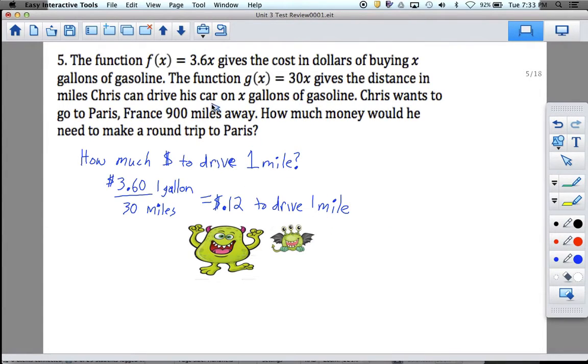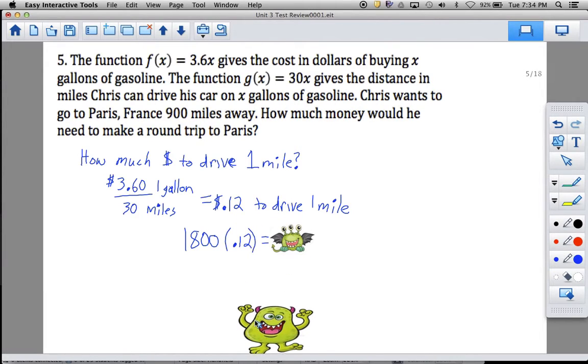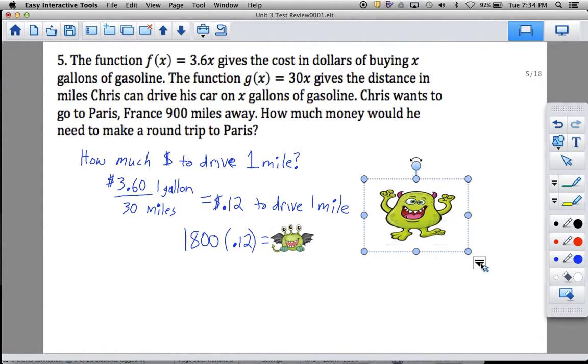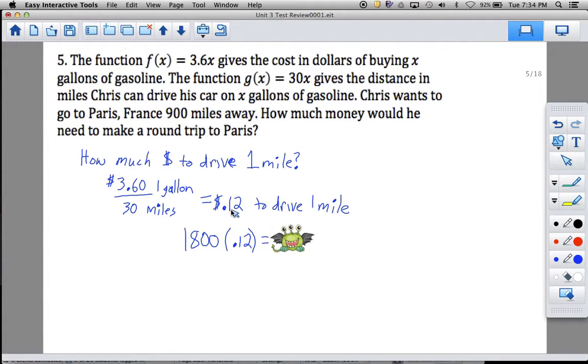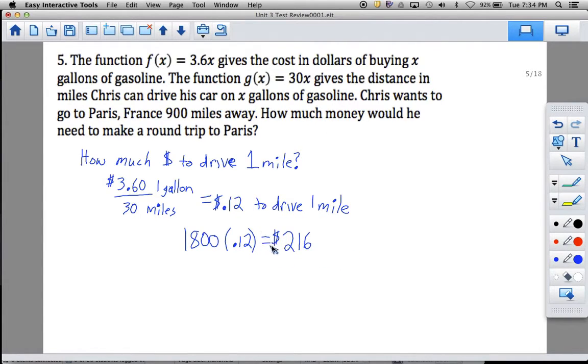So how many miles does Chris need to go? Well, he's going to Paris, France, which is 900 miles away, but he wants to make a round trip. You don't want to just get there and then not be able to get home. So the distance that they're traveling is going to be 1,800 miles. You'll take the 1,800, multiply it by your price per mile, 12 cents, and you stick that in the calculator if you can't do it in your head. Honestly, I can't do it in my head. So I'll use my calculator, and it just gives me $216.